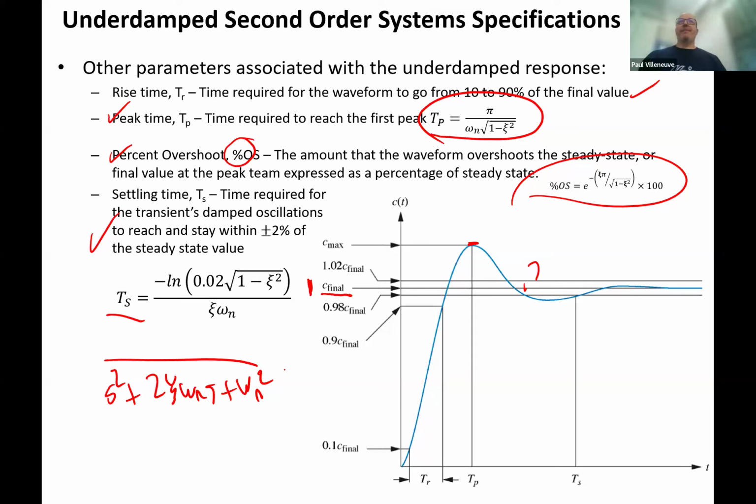Peak time? Anybody else want to vote with Avery? Mason, will you? Hanson, anybody else? Anybody want to use percent overshoot? Anybody want to use settling time? One brave person. Anybody who doesn't know? All right, perfect.